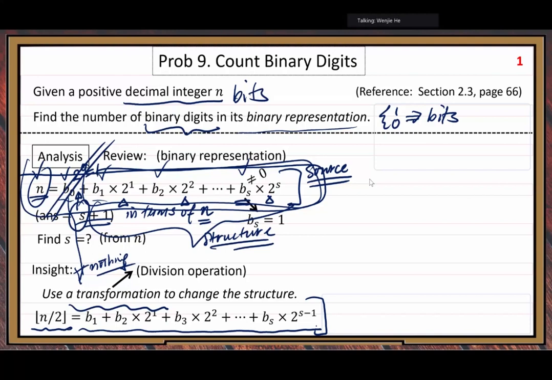So this kind of transformation is helpful. All right? So now we apply our recursion view here on these two formulas. Okay?